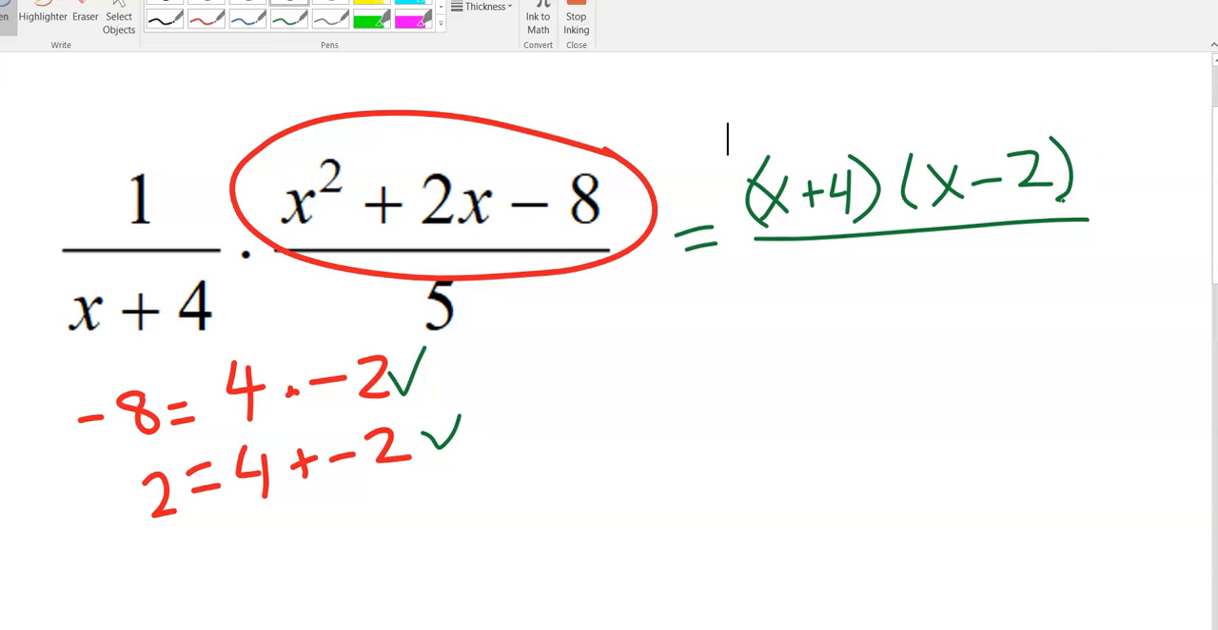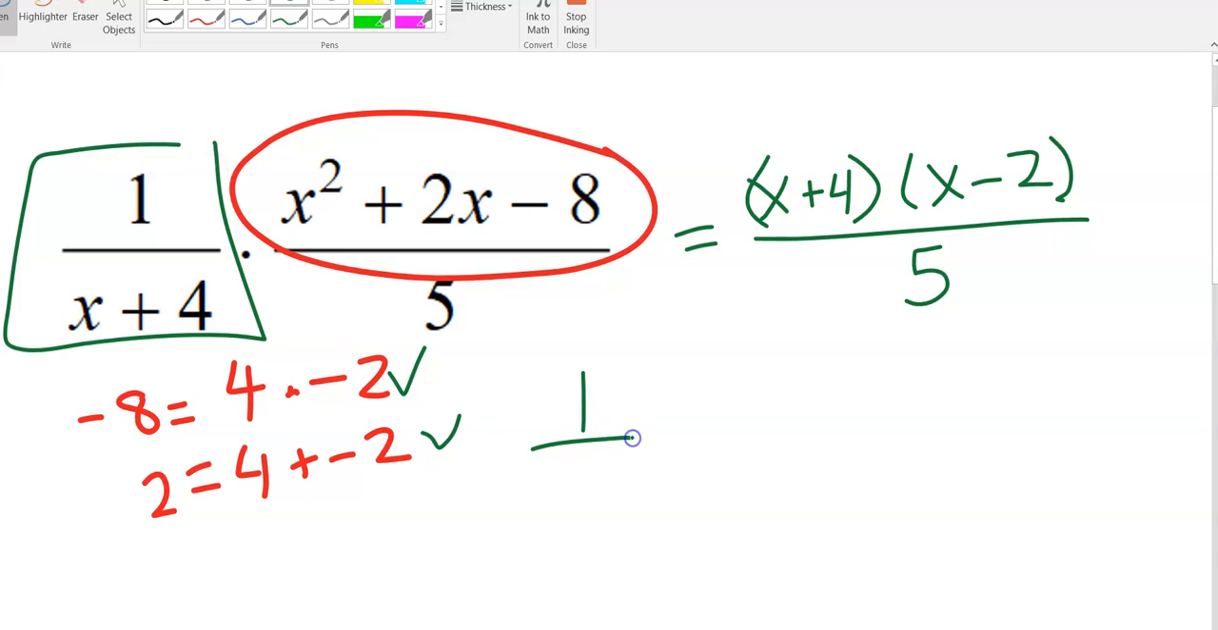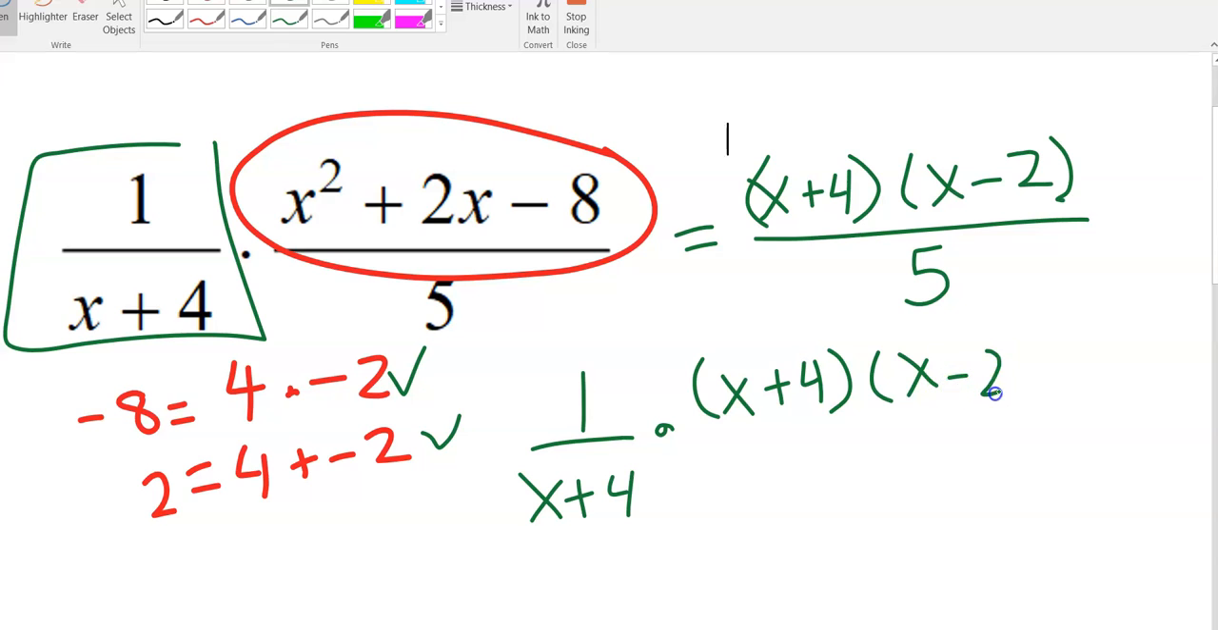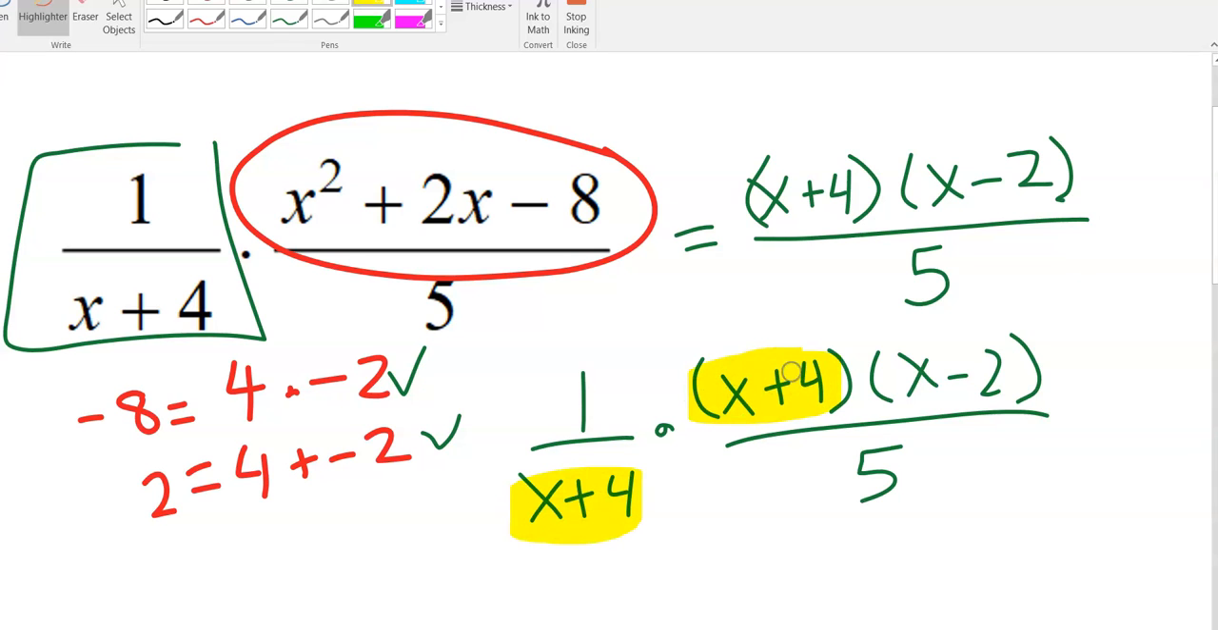Okay, and in the bottom I didn't do anything with that. It's still a 5, but that's going to help me simplify these because if you look back, I was multiplying 1 over x plus 4 by what I just now factored. I factored and I got x plus 4 over x minus 2, or times x minus 2 over 5. Okay, so now when you look at these, you can see that this one has an x plus 4, this one has an x plus 4. Those will cross cancel, and my answer will be whatever's left.